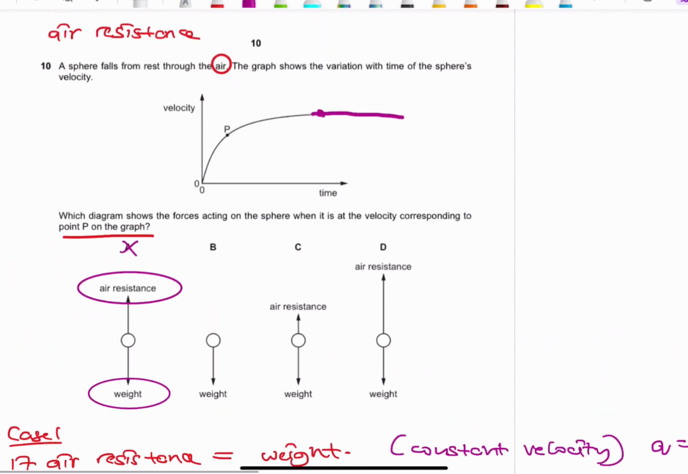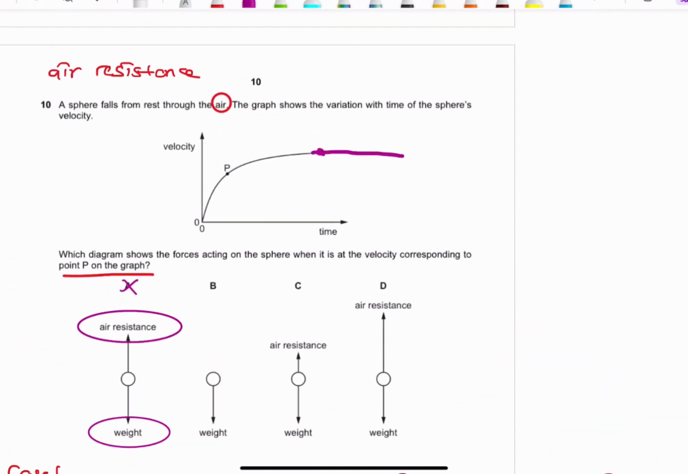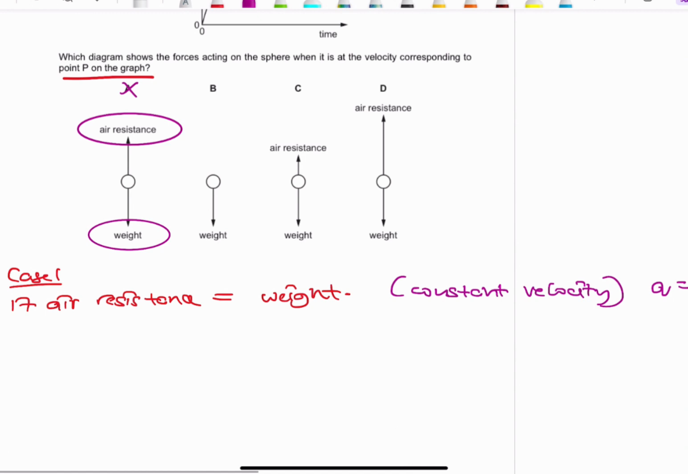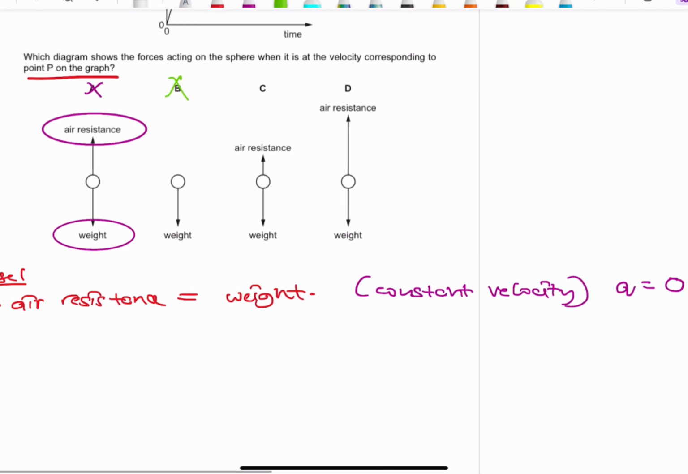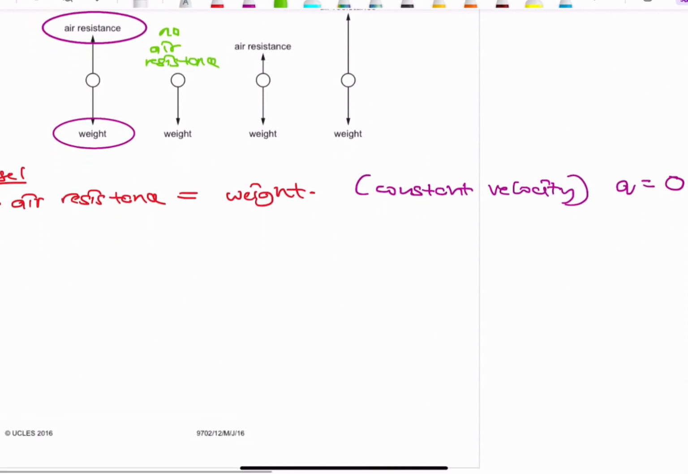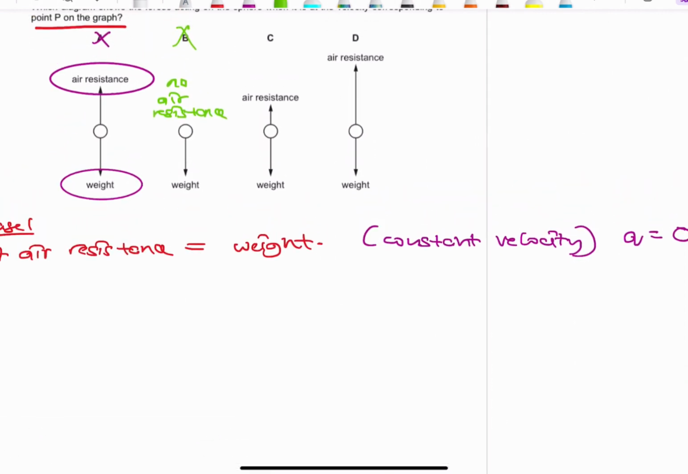With B, we actually said that it's going to fall through air, right? So we can't expect there to be no air resistance, right? So B is going to be wrong because there is no air resistance, right? Very important. Let's look at D. At D, very mysteriously, the air resistance is greater than the weight. It doesn't make sense. For air resistance to be greater than weight, it means that your object has to literally be moved upwards, right?